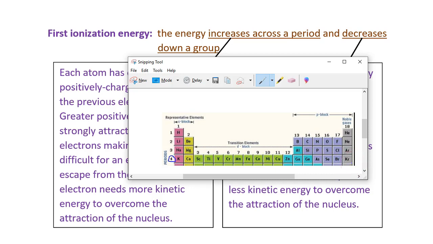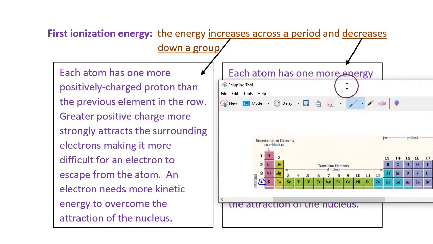The reason for that trend is shown in the box. Each atom has one more positively charged proton than the previous element in the row. Greater positive charge more strongly attracts the surrounding electrons, making it more difficult for an electron to escape from the atom. An electron needs more kinetic energy to overcome the attraction of the nucleus.